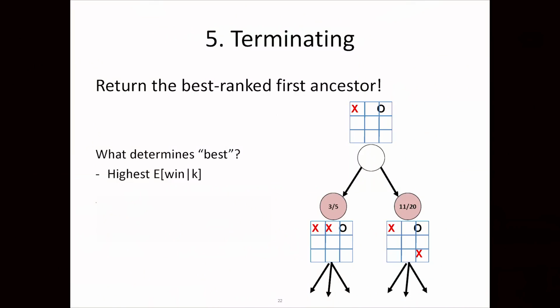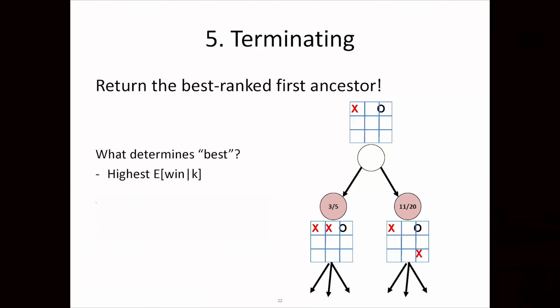Okay, so until we terminate, we need to come up with a way of terminating. Now, again, we said we're going to pick what the best child is going to be, right? What the best immediate move from the start state is going to be. That's the move that we're actually going to play. So, how do we determine what the best is? Well, the trivial solution is just the highest expected win given k, right? In our case, that's the ratio of the number of times that I won from a given early state to the number of times that I visited it.